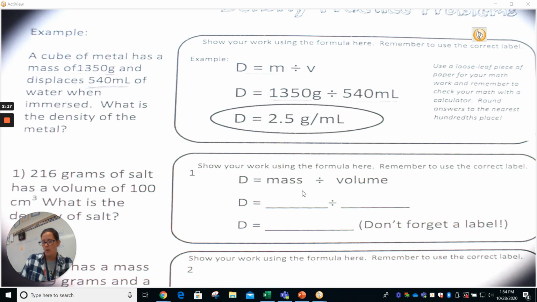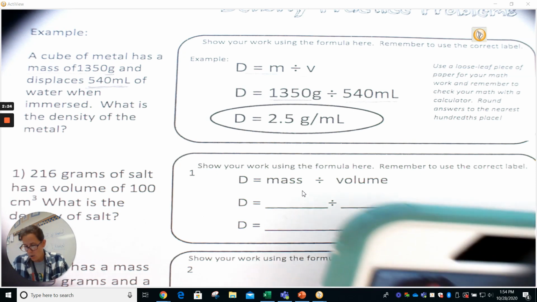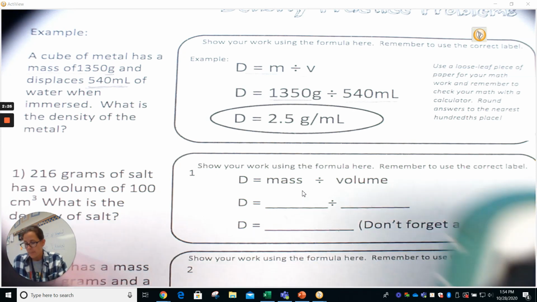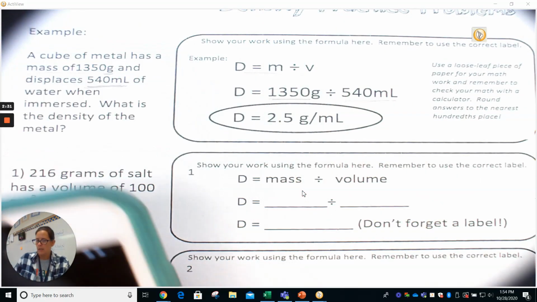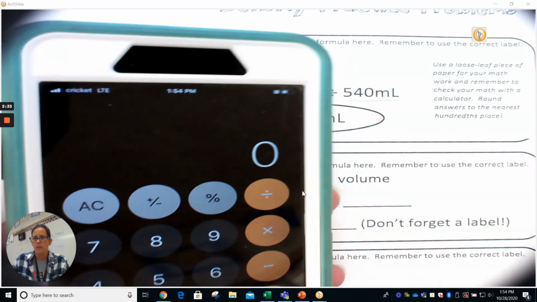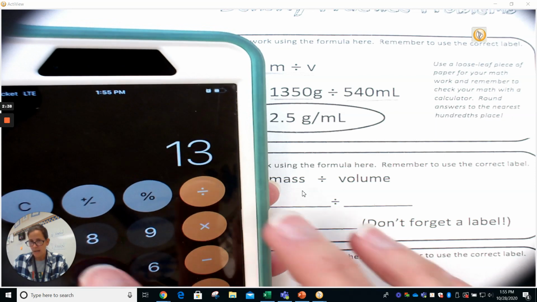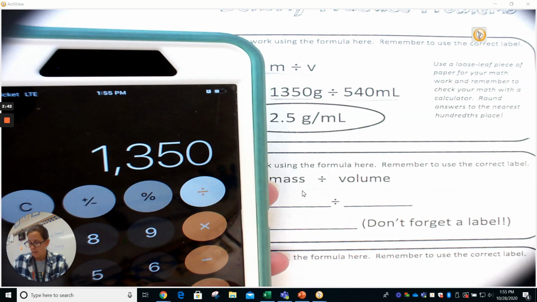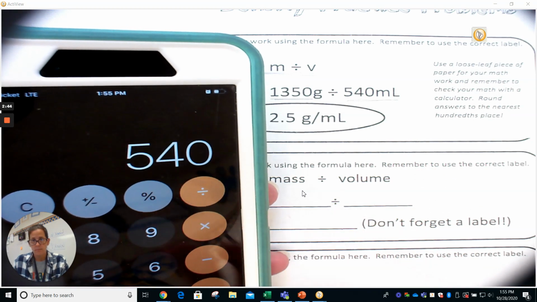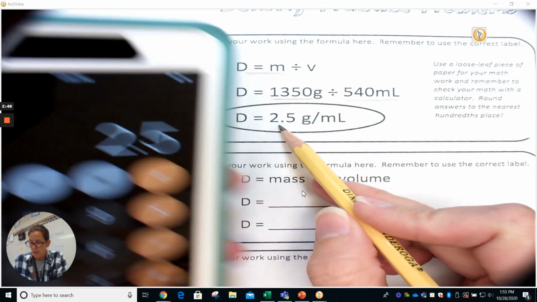When we put this into our calculator, it's very important that you put it in the correct way. Your mass is always going to be first and your volume is always going to be second. That's kind of hard for you to see. Let me see if I can hold it just right. Okay, here we go. So we're going to type in 1,350 and then divided by 540. That's going to equal 2.5. So they've already got it right here.